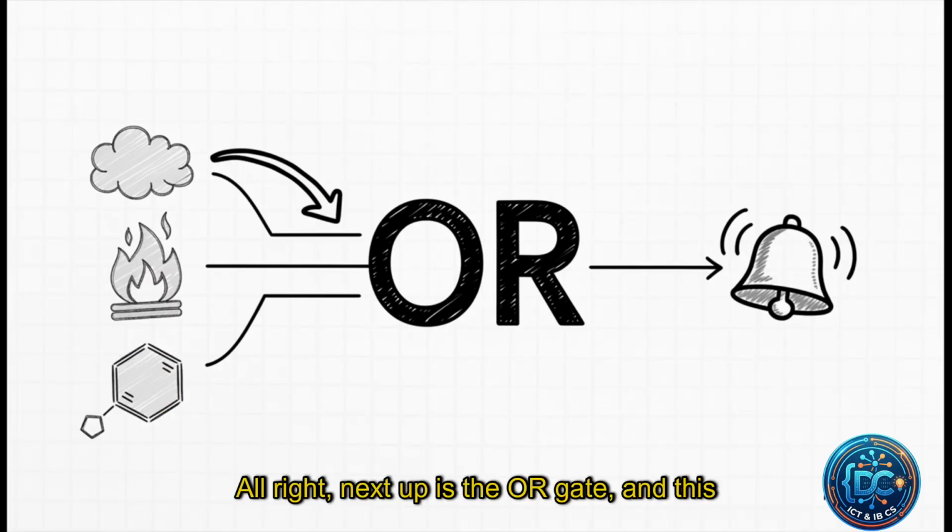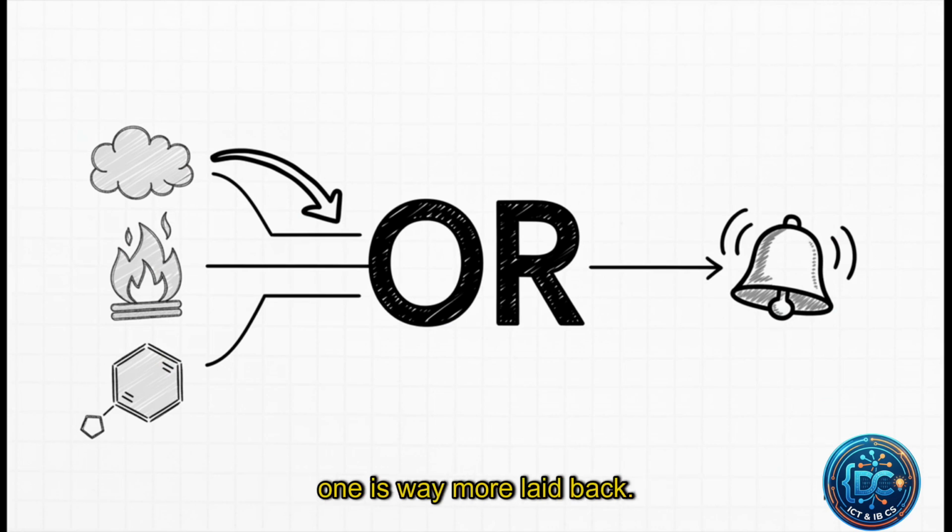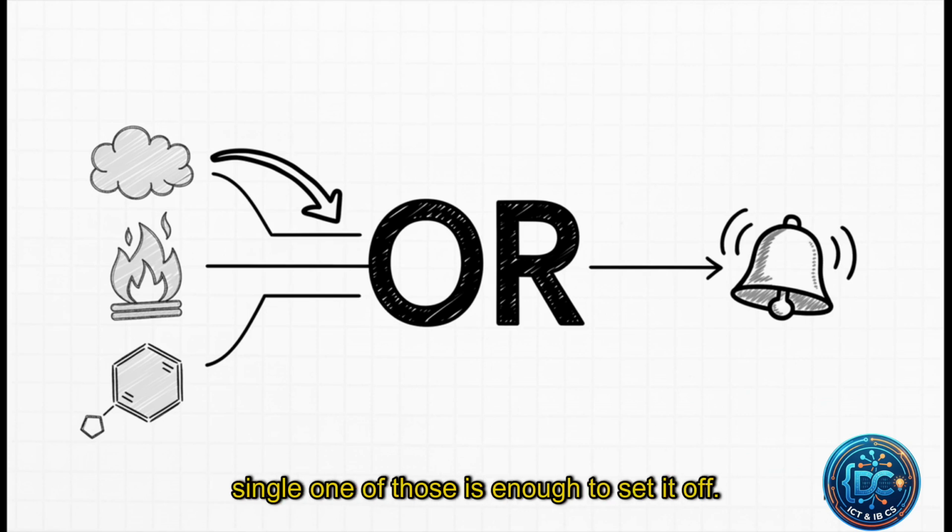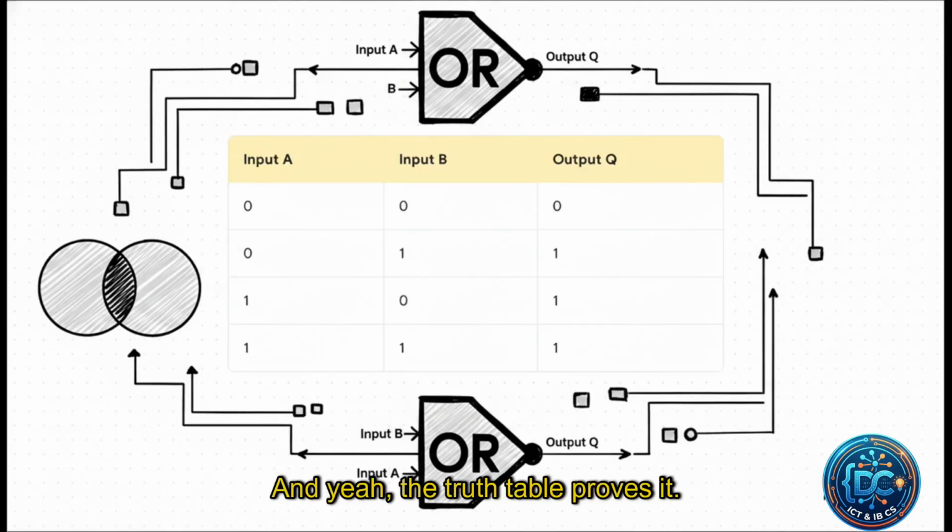All right, next up is the OR gate, and this one is way more laid back. A great analogy is a fire alarm. The alarm is going to go off, that's our 1 output, if it detects smoke, or heat, or carbon monoxide. It doesn't need all 3, right? Any single one of those is enough to set it off. And yeah, the truth table proves it.